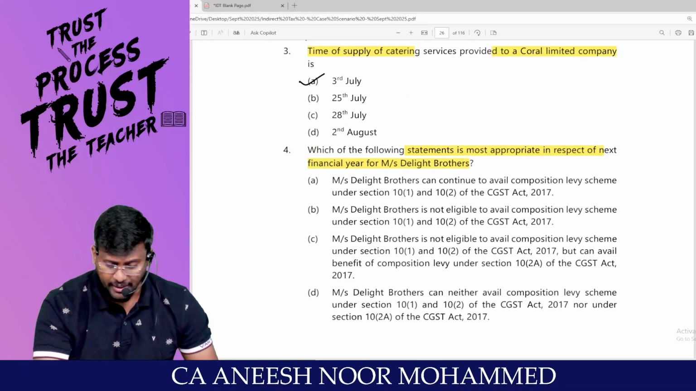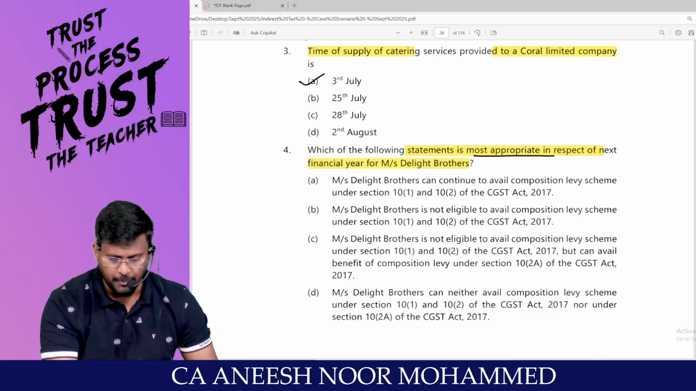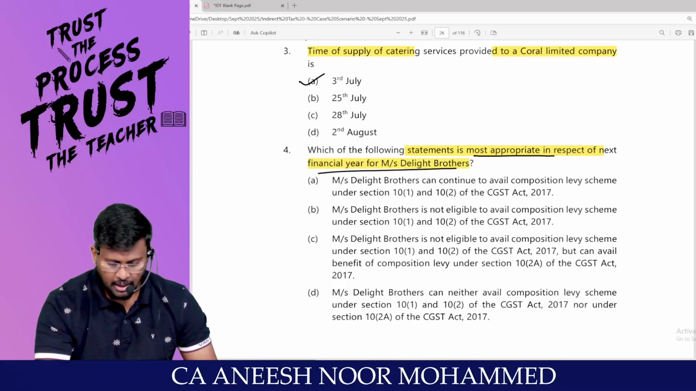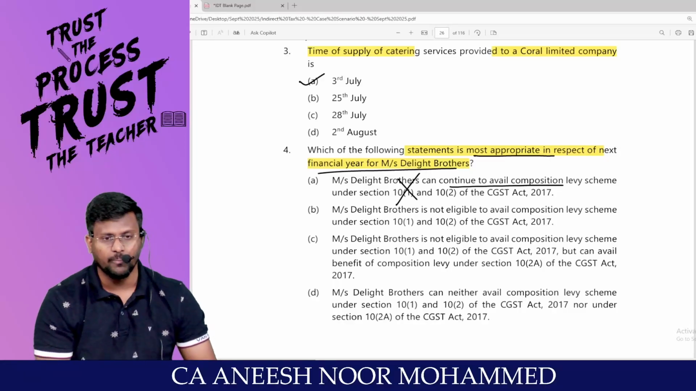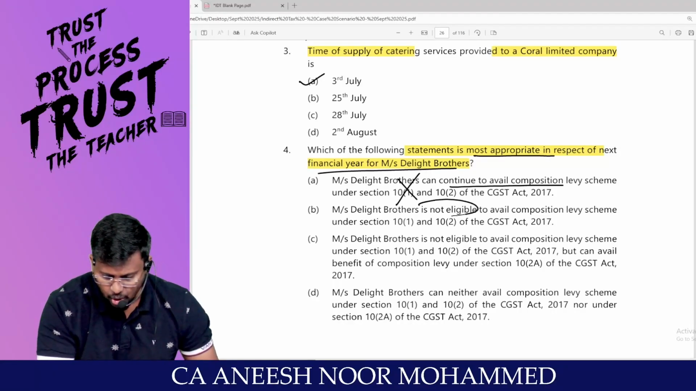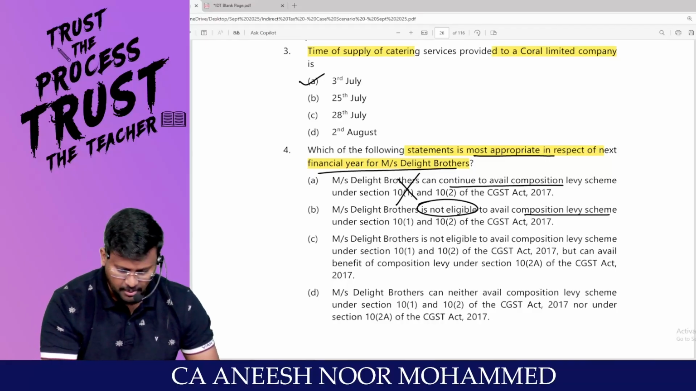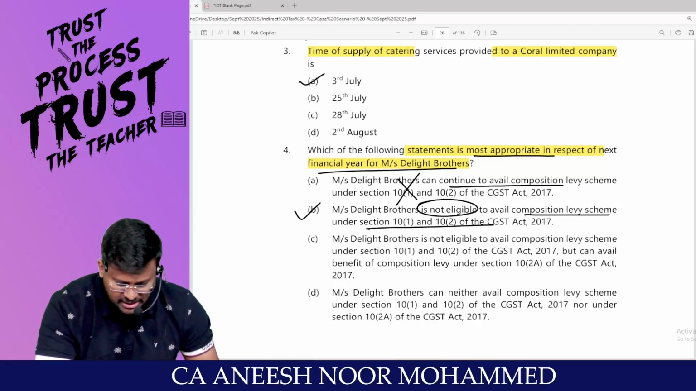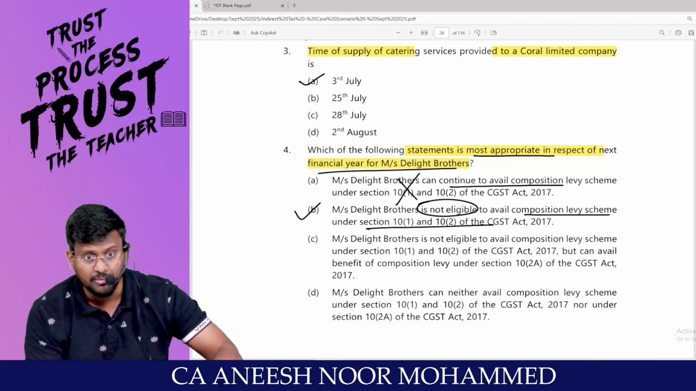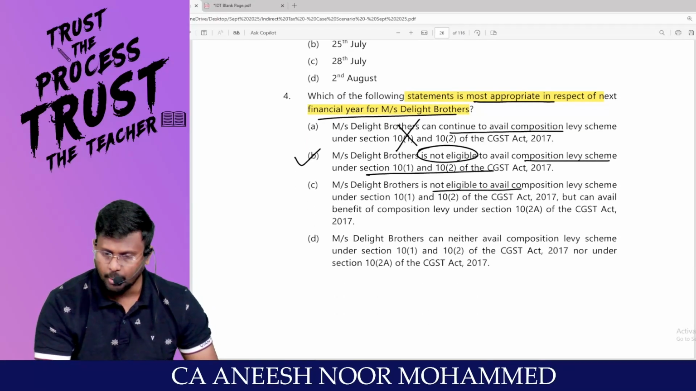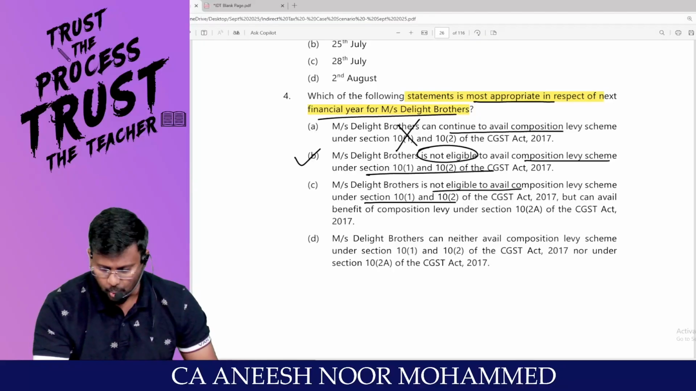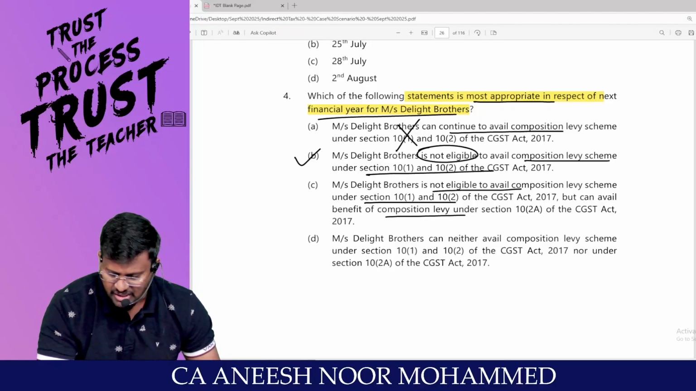Which of the following statements is most appropriate in respect of the next financial year? We have to read it. Messrs. Delight Brothers can continue to avail composition under 10-1. No. Messrs. Delight Brothers is not eligible to avail the composition levy scheme under 10-1 and 10-2. This is correct. But they want the most appropriate. Okay. Messrs. Delight Brothers is not eligible to avail the composition scheme under 10-1 and 10-2, but can avail the benefit of the composition scheme under 10-2A.